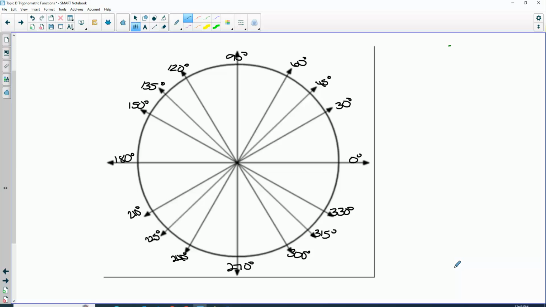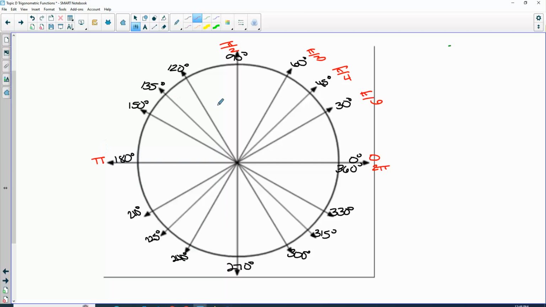Now we do our radian measures. So 0 degrees is the same as 0 radians. 360 is the same as what? 2 pi. So you can call it 0, you could say 2 pi if you wanted. They're the same. Okay, 30 is pi over 6. 45 is pi over 4. 60 is pi over 3, 90 is pi over 2. Jump down to 180, that's pi.